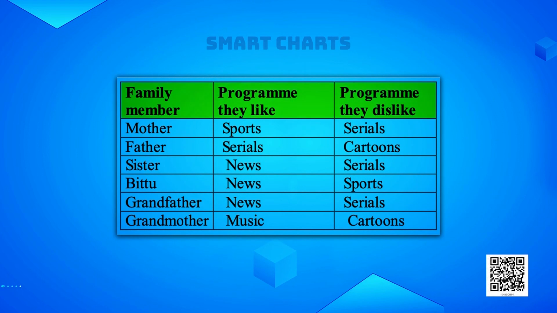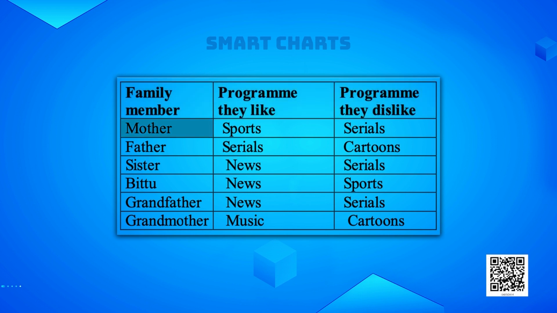Students, our Bittu likes news channels, but most of his family members like some other programs like reality shows, cartoons, serials, etc. So he collected all the information and had written in this way. In the first column, he had written the family member. In the next column, he had written the program they like. In the third column, he had written the program they dislike.